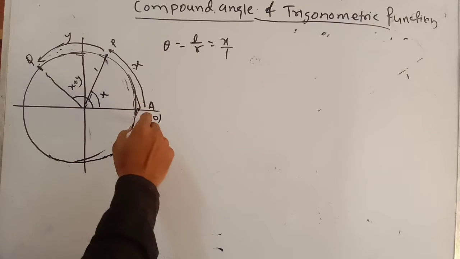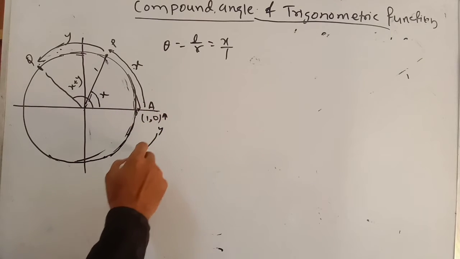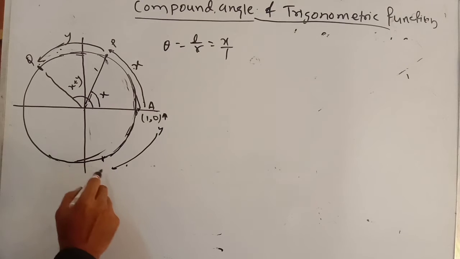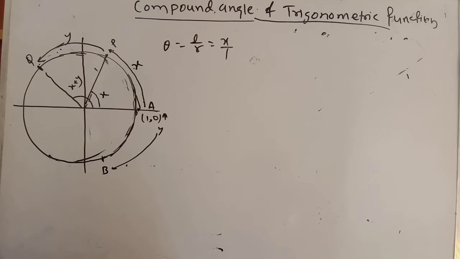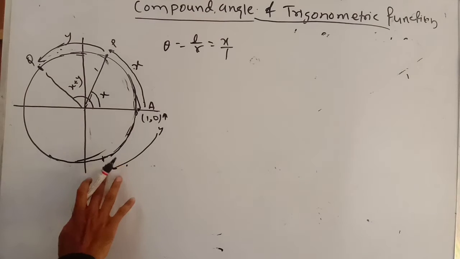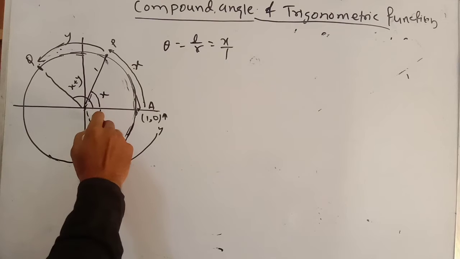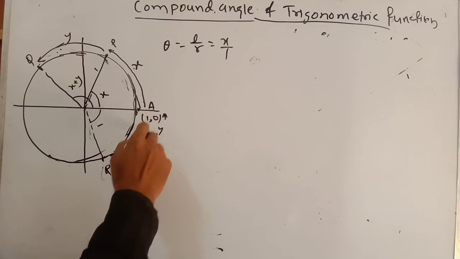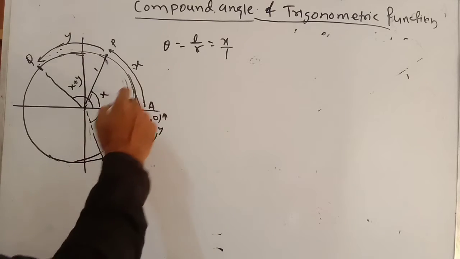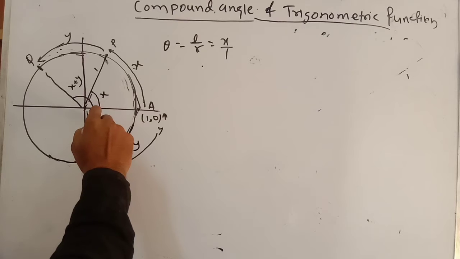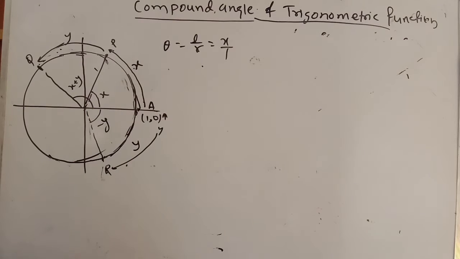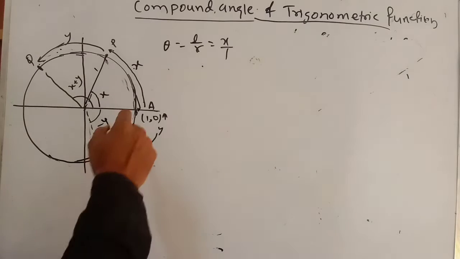Okay, and similarly when we move in the clockwise direction the same distance y, let me consider this point B. Now what is the arc angle here? Similarly, theta equals L by R, so it will become y, and since it is clockwise you can write minus y.